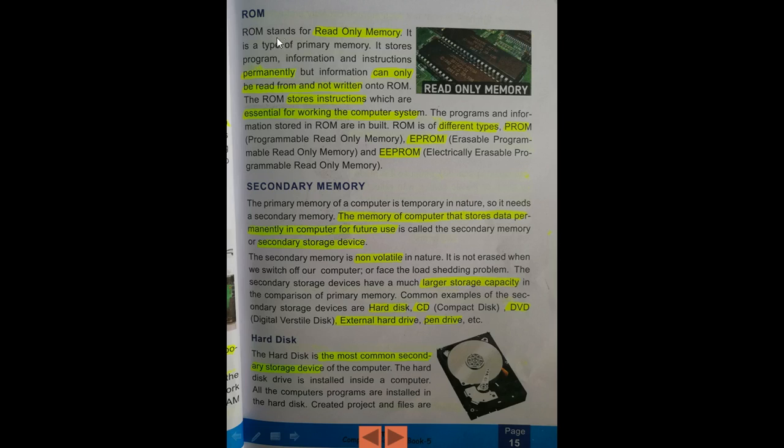ROM. ROM stands for read-only memory. It is also a type of primary memory. It stores program information and instructions permanently, but information can only be read from and not written onto ROM. The ROM stores instructions which are essential for working the computer system.